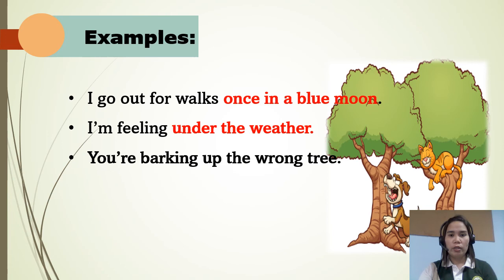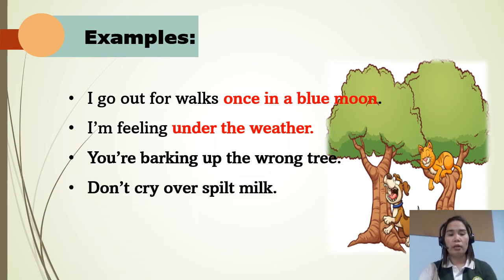Next we have you're barking up the wrong tree. So if you are barking up the wrong tree, it means that you have completely misunderstood something or you are totally wrong. That is, you're barking up the wrong tree. Next we have, don't cry over spilled milk. So the phrase means that there's no point in being upset over something that has already happened and cannot be changed. That is, don't cry over spilled milk. So those are examples of idioms.